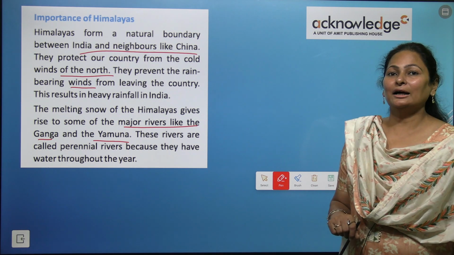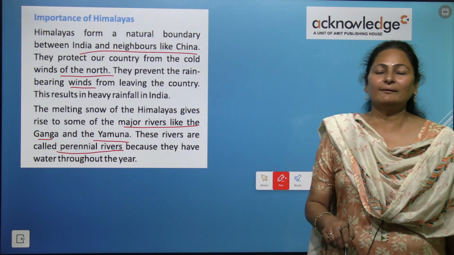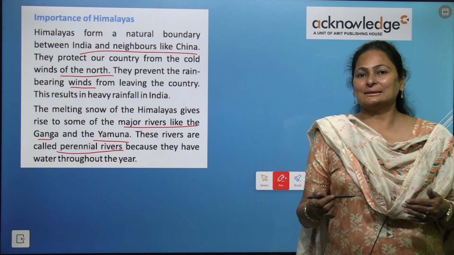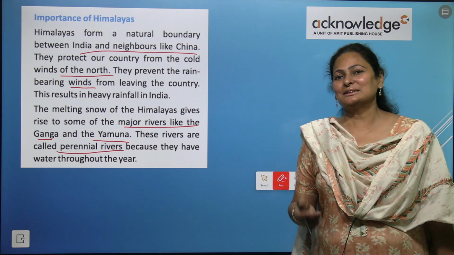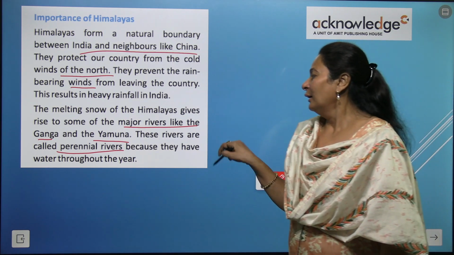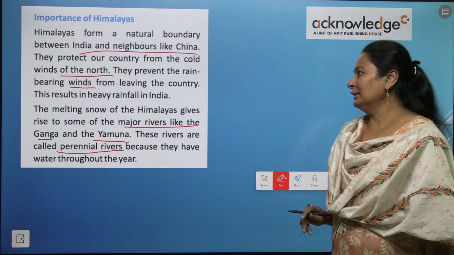These rivers are called perennial rivers. Now, what are perennial rivers, kids? The rivers that are filled with water throughout the year are called perennial rivers, because they have water throughout the year.